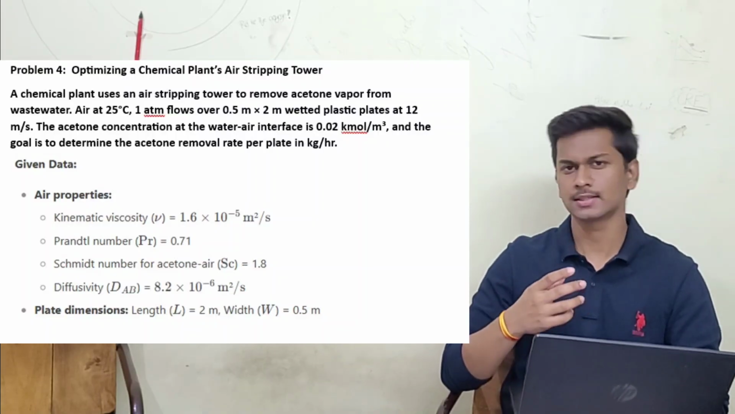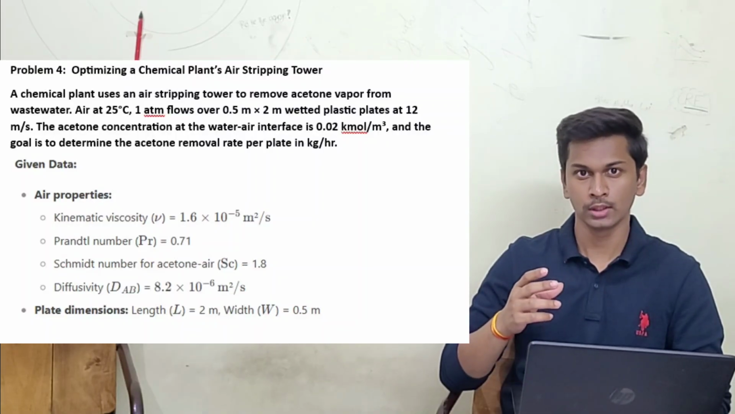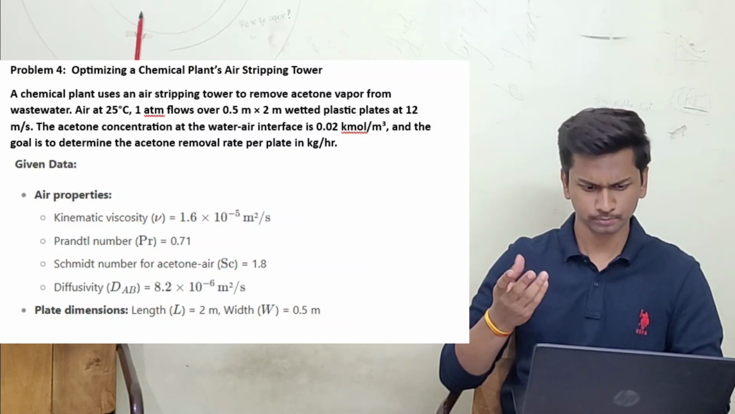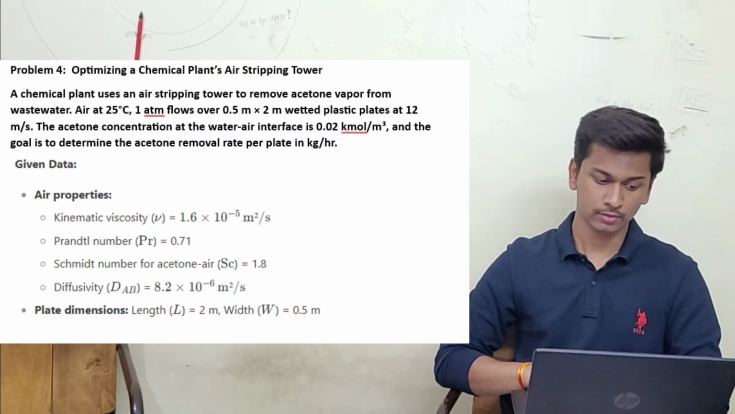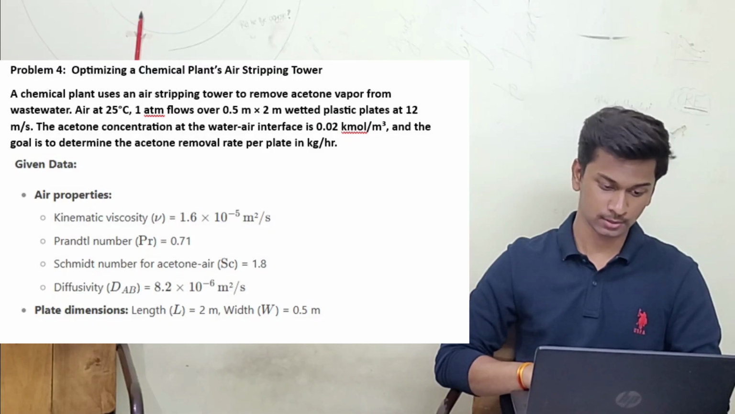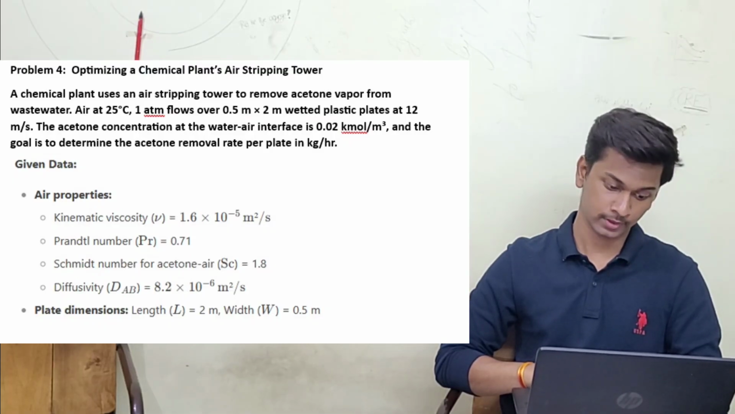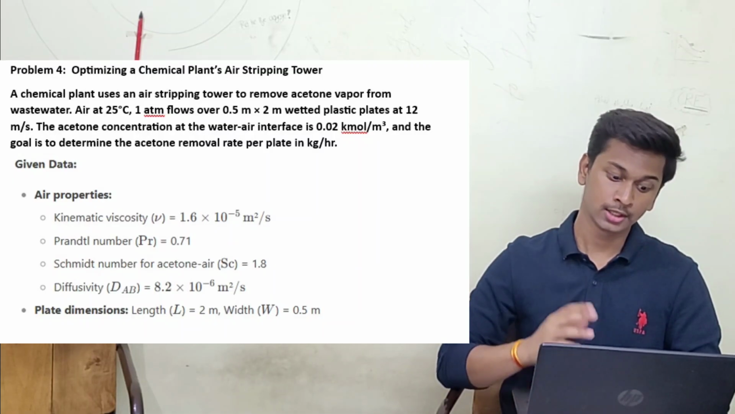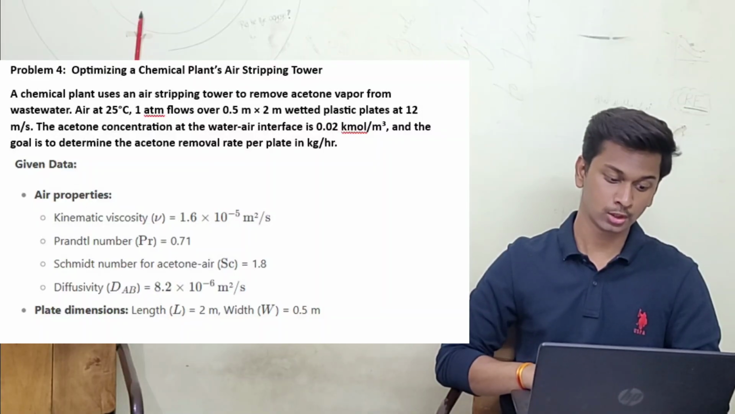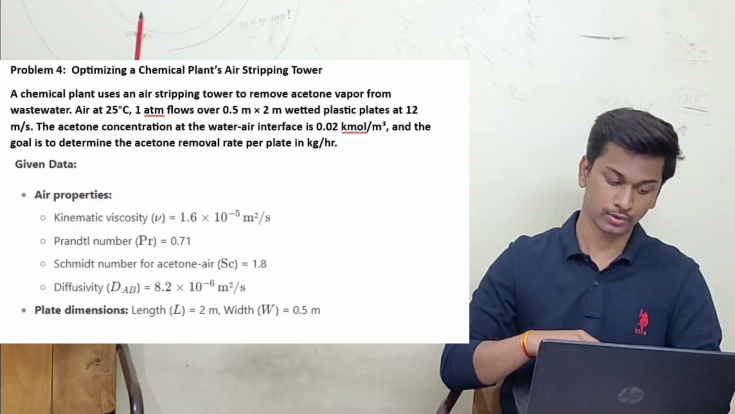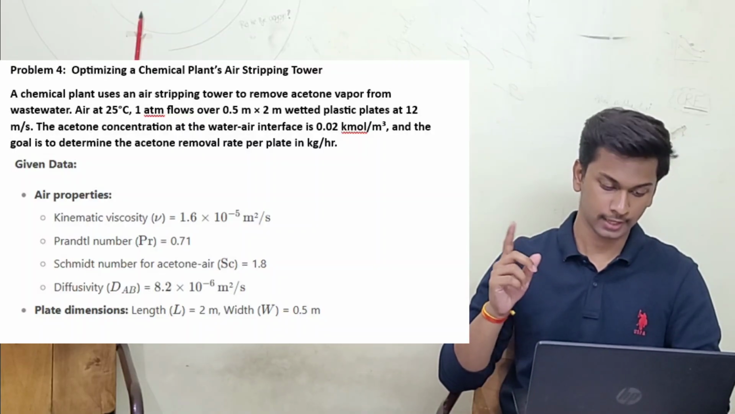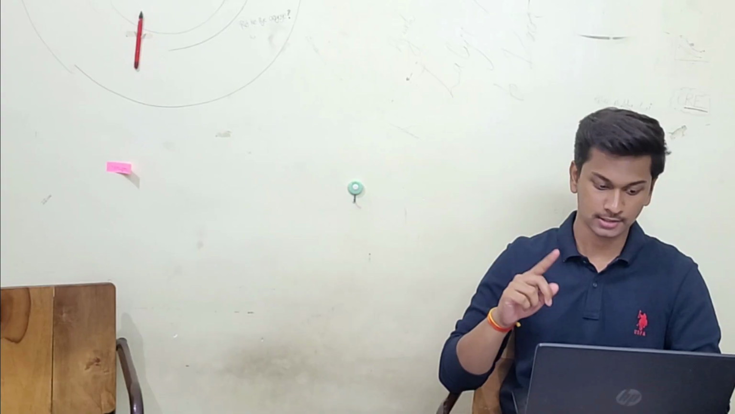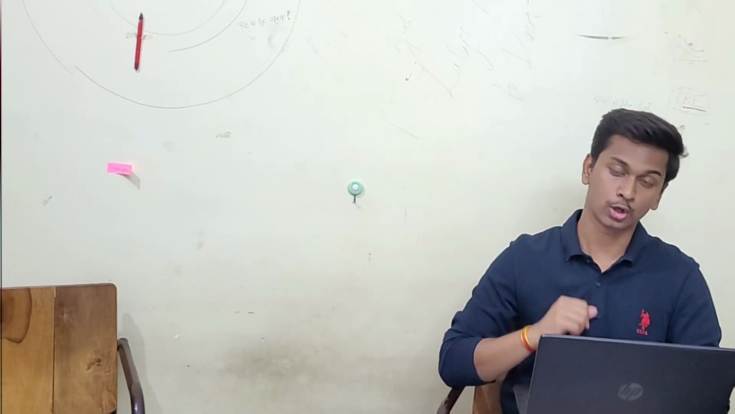Now, let us analyze how we are going to answer this question. First of all, we are going to calculate the Reynolds number and determine the flow regime. Next, we are going to calculate the Sherwood number using the Chilton-Colburn analogy, and then we are going to calculate the mass transfer coefficient. So by calculating all these three, in the end we are going to calculate the acetone removal rate. That's all.